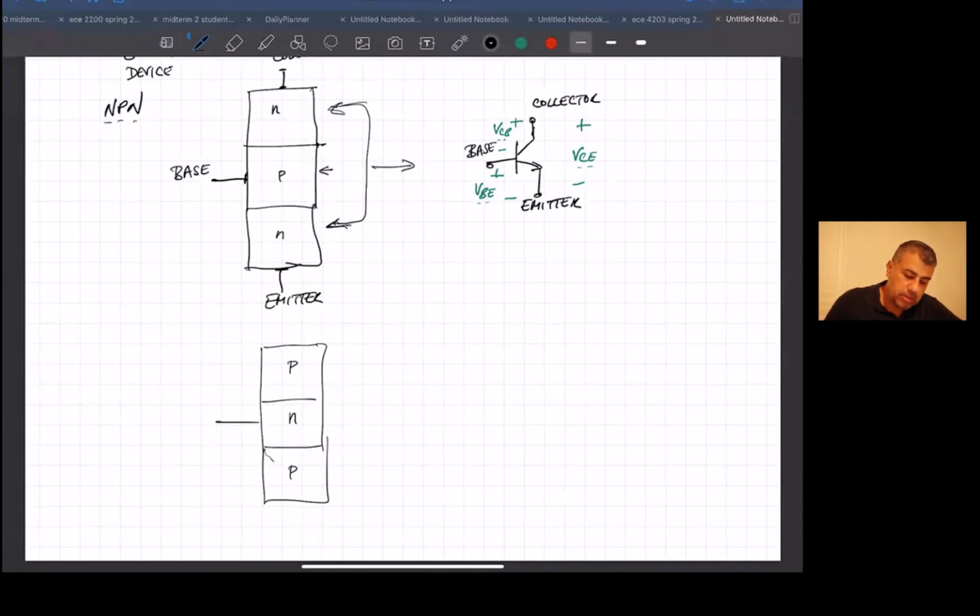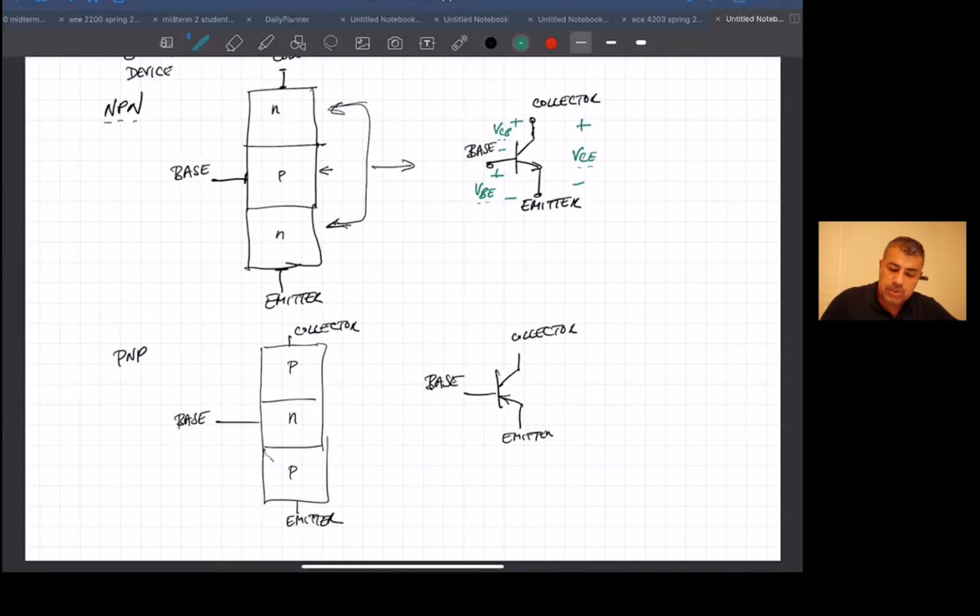Again, this is called the PNP, and this is called the base, this is called the collector, and this is called the emitter. Conceptually, the PNP works like the NPN, except everything is reversed. Where you have currents coming out in the NPN, you have currents going in on the PNP, and so on. All the polarity of the currents and voltages is changed. So the schematic for the PNP is this: base, collector, and emitter.